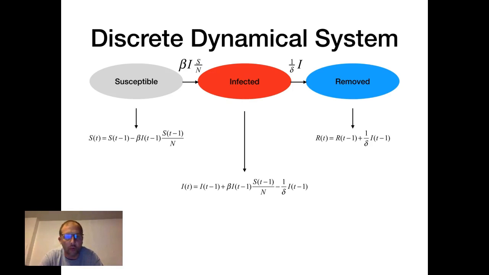Infected, the equation is a little more complicated, because we have the people coming in from the susceptible group at the same rate they're leaving, but we also have the infected from the previous step minus 1 over the duration of infectivity times the infected. And then finally, for the removed group, removed at time t is going to equal the removed at t minus 1 plus those people coming in from the infected group.